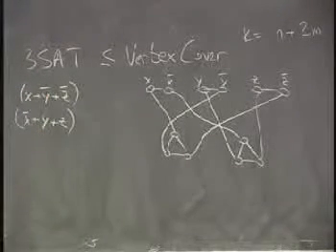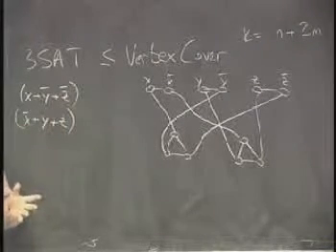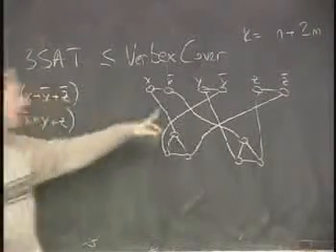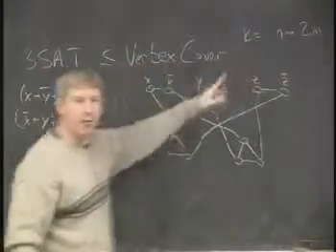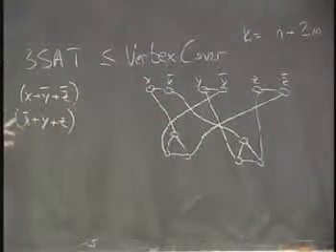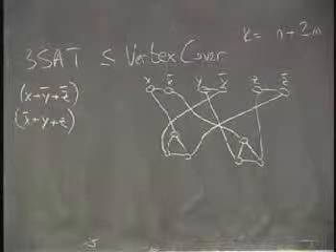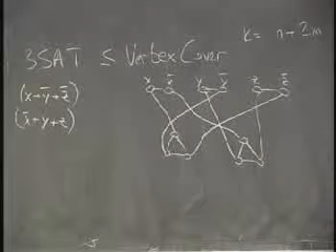We need at least that much. The question is, can we do it with that much? Do we need more? Or can we do it with just that many? If you can answer the question whether this has a vertex cover of this many nodes, that will correspond to the same answer of whether this formula can be made true or whether it has to be false. And I'm going to convince you of that right now.